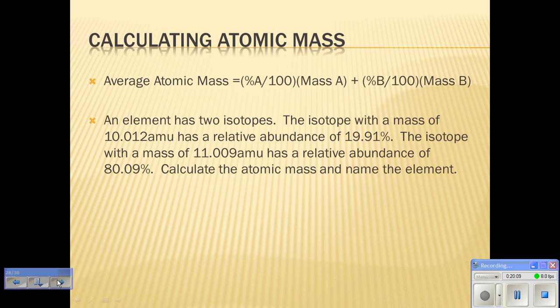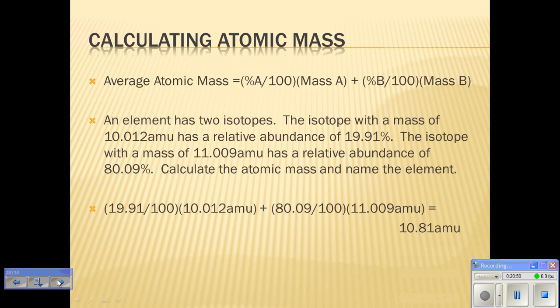So if we look at the example, it says an element has two isotopes. The isotope with a mass of 10.012 AMUs has a relative abundance of 19.91%. The isotope with a mass of 11.009 AMUs has a relative abundance of 80.09%. So to calculate the atomic mass, we're going to take the percent of each isotope divided by 100 to get it in decimal form, and then multiply them by their respective masses, and then just add the two together. So we end up with 10.81 AMUs. And you can look at a periodic table and determine what element this most likely is by finding which element is closest to that.